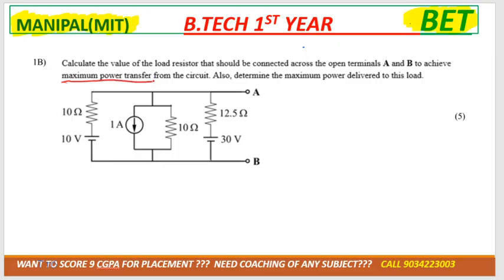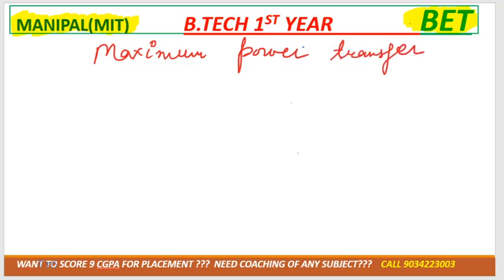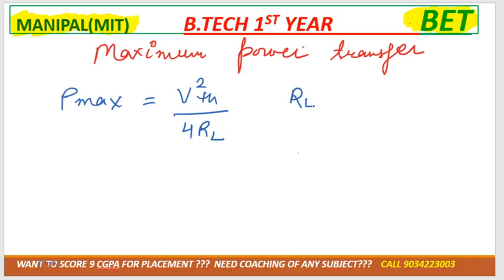Next is the maximum power transfer theorem. If you know the Thevenin theorem, then we will be able to get maximum power transfer also. You don't need to learn a different concept, you just need to learn a different formula. Whenever there is a question of maximum power, what is the formula for maximum power? That is VTH squared divided by 4RL. And there is one condition for maximum power, that is RL is equal to RTH.